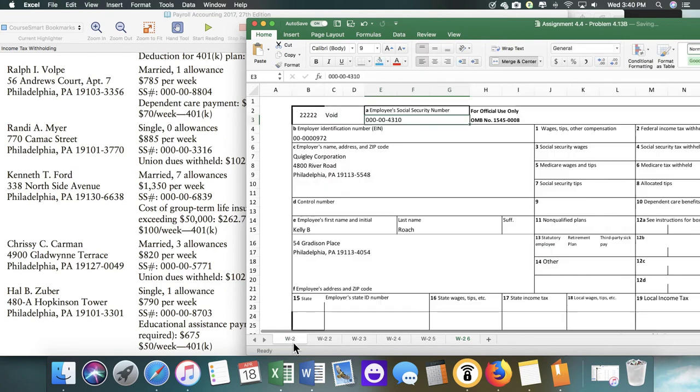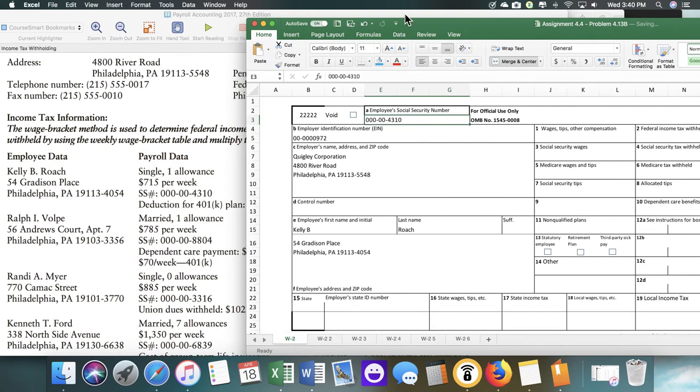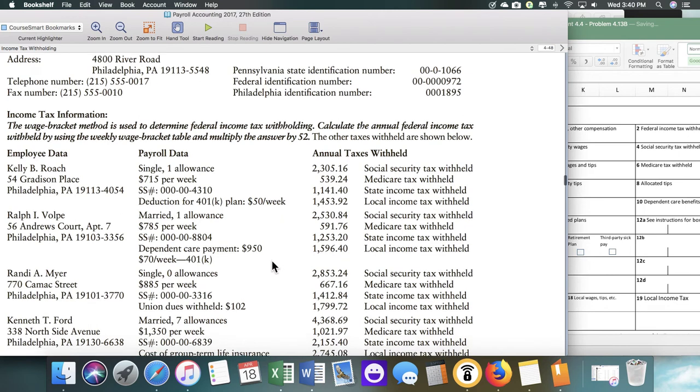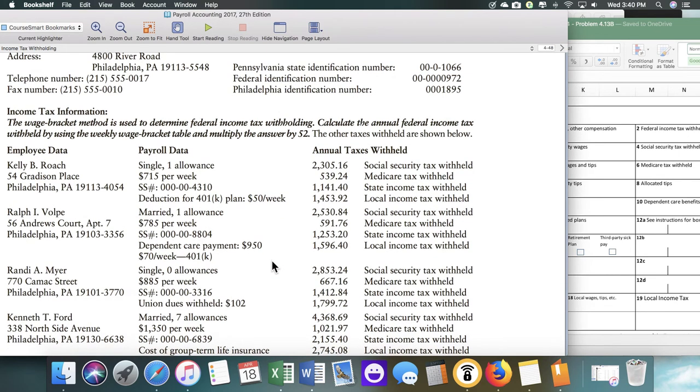Okay, so now we have the Social Security information done. Now we have to figure out their taxes, and it gives us information. It tells us how much they've paid, how much they're paid per week, how much they have either going for 401ks, dependent care payments, union dues, and information like that. And they'll all be entered on these forms. So let's start out with the easy information.